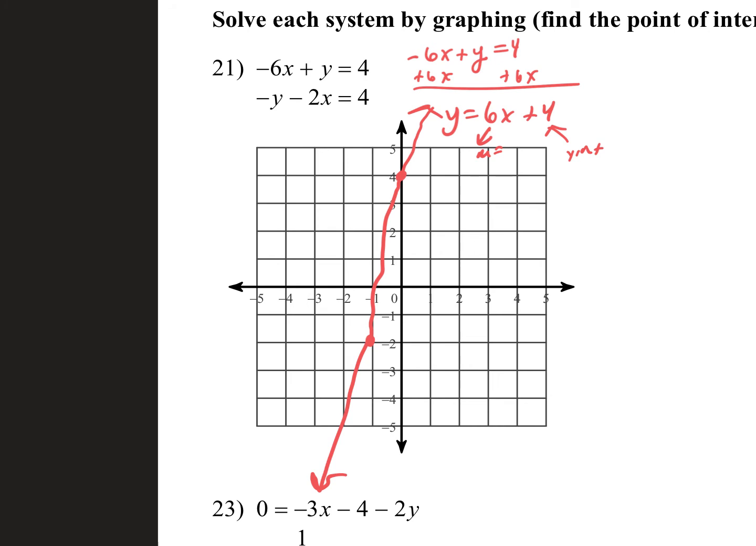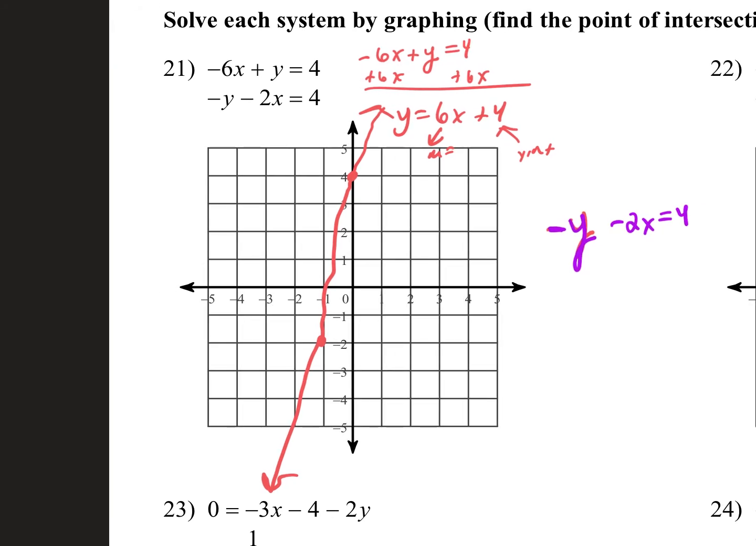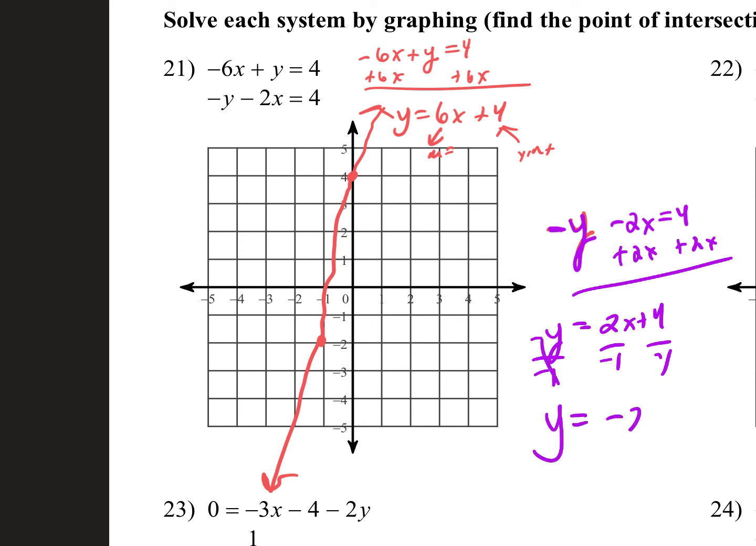So now in the second equation, I have negative y, oops, different color. Negative y minus 2x equals 4. What do I have to do here? I'm going to add 2x, good. So you have negative y equals 2x plus 4. Then what? Divide by negative 1. Awesome. Everything by negative 1. So you end up with y equals negative 2x minus 4. Thank you so much. What's my slope here?